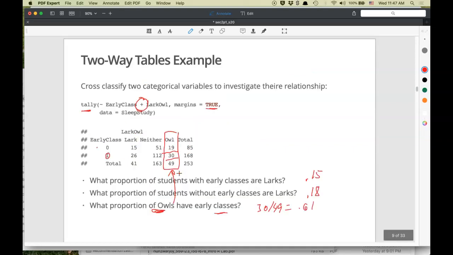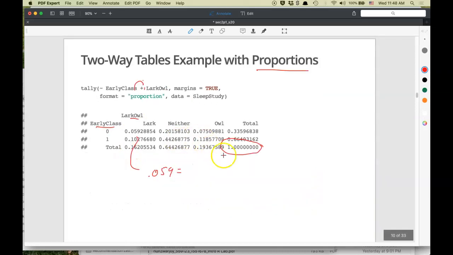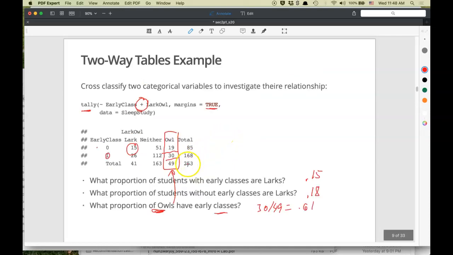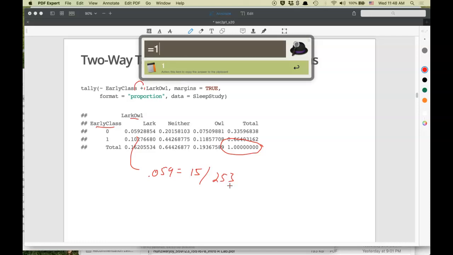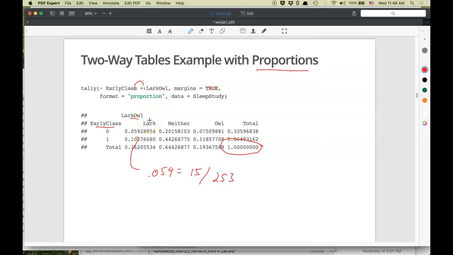So 0.059 is going to be the number of larks with early classes. So 15 divided by the overall total of the table, the 253. Okay, and we can verify that 15 divided by 253 gives us 0.0592, and so on. All right, so by default we get these proportions of the total table. Now that may not be at all what you want. Notice these totals are just adding up the individual proportions.